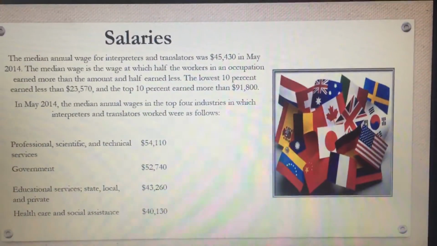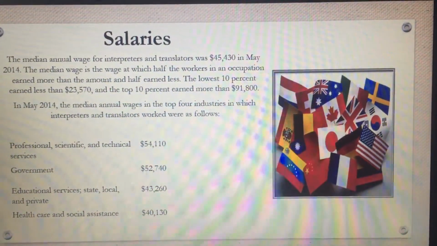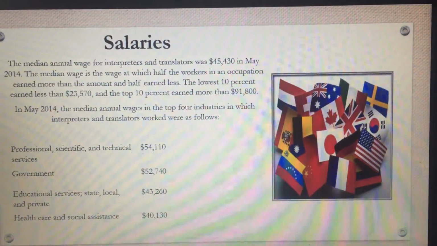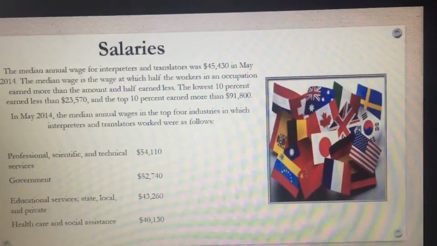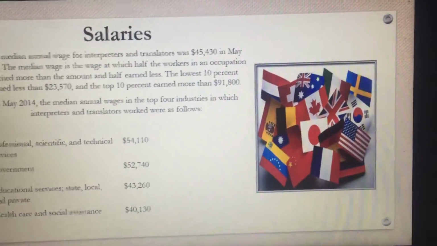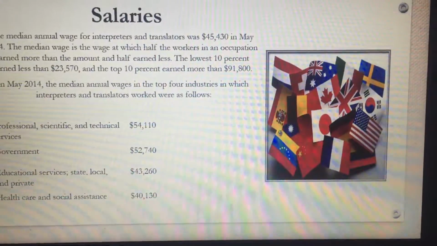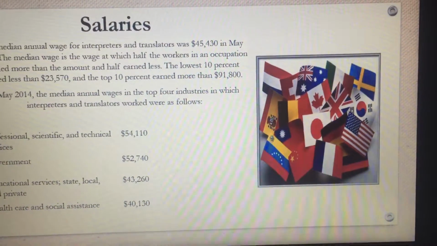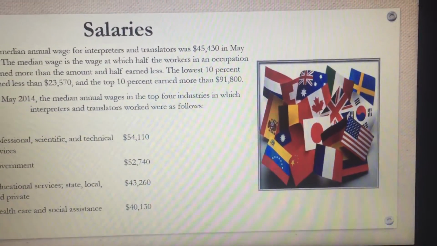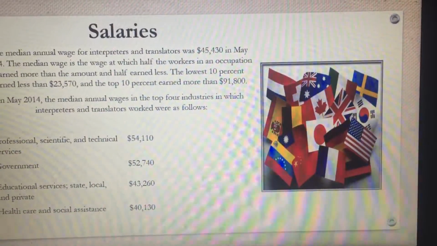Salaries. The median annual wage for interpreters and translators was $45,430 in May 2014. The median wage is a wage at which half the workers in an occupation earn more than the amount and half earn less. The lowest 10% earn less than $23,570, and the top 10% earn more than $91,800.